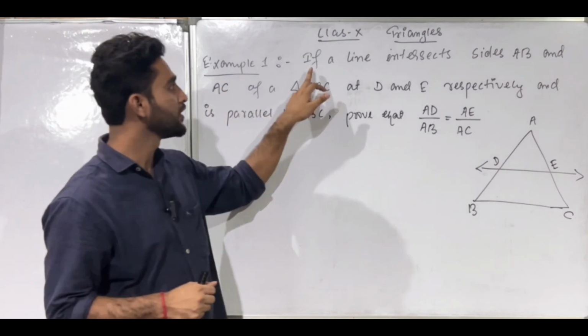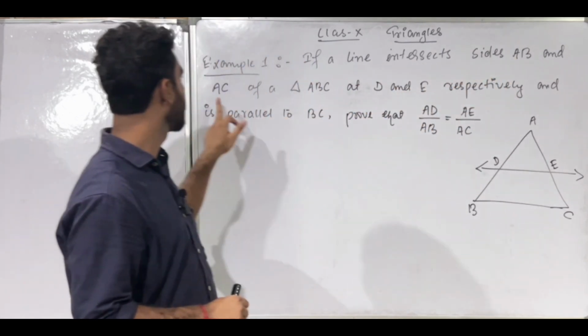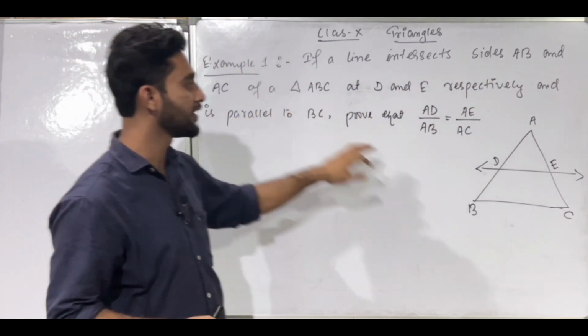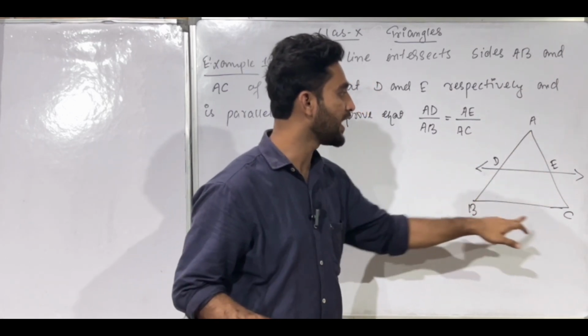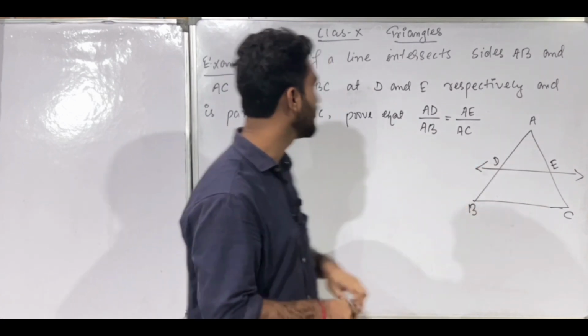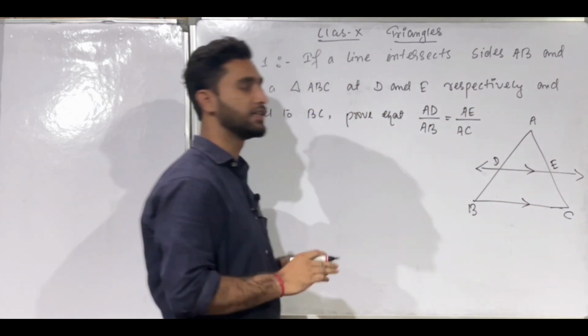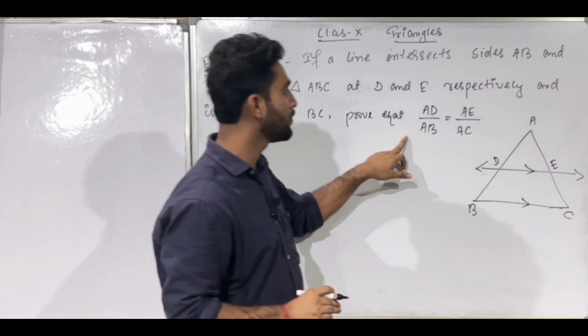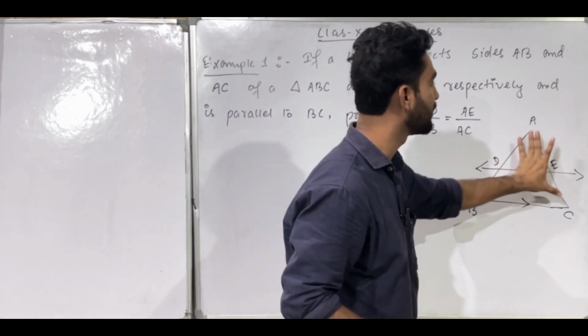So let's see. If a line intersects sides AB and AC of a triangle ABC. Now here in this question the figure is already given. In a triangle, what is given? D and E are 2 points, and this DE is parallel to BC. This is already given. So we have to prove AD divided by AB is equal to AE divided by AC.